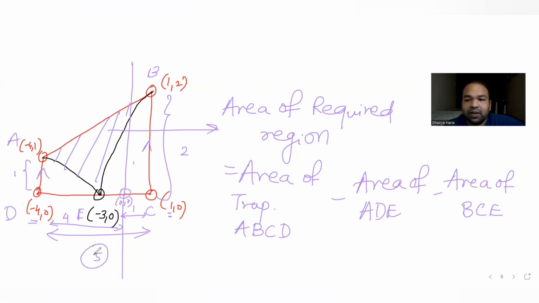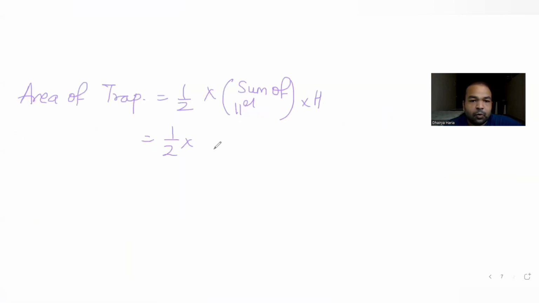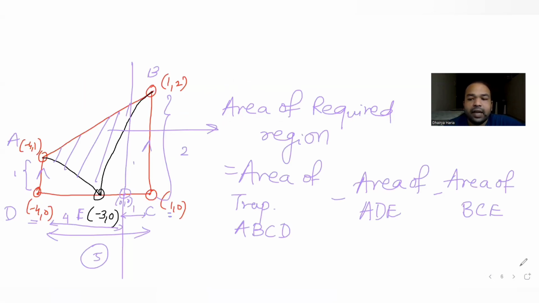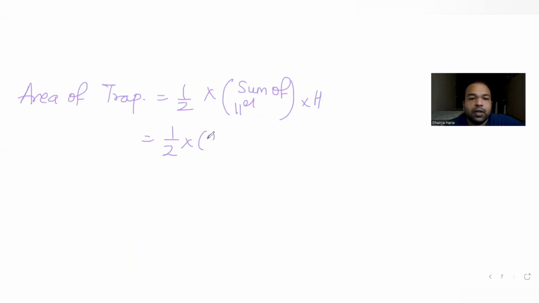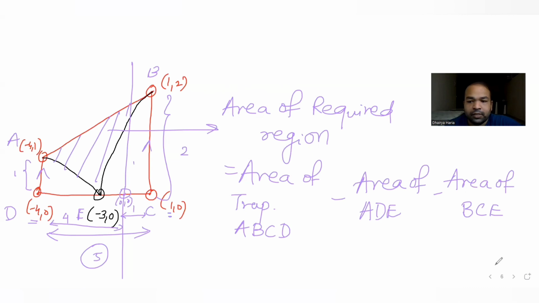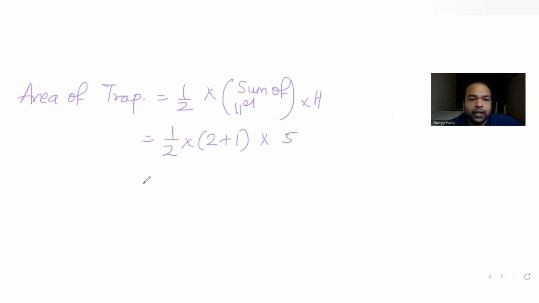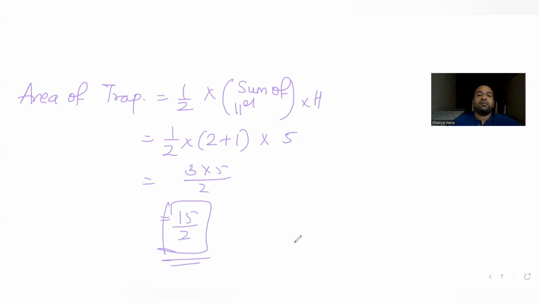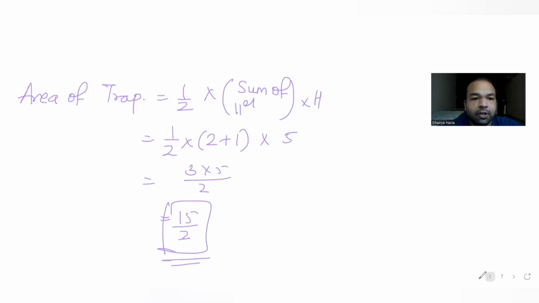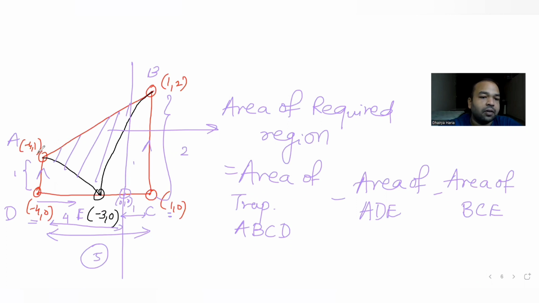Now let's find that. So when the height becomes 5, you get half into sum of parallel sides. Parallel sides have the distance 2 plus 1, not 3, and height is 5 units. So you get this as 3 into 5 by 2, that is 15 by 2. So this is your area of trapezium, 15 by 2. Now let's figure out the two remaining areas that we need to solve for: area of curve ADE and area of curve BEC.